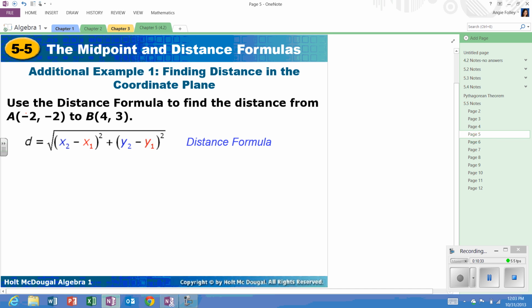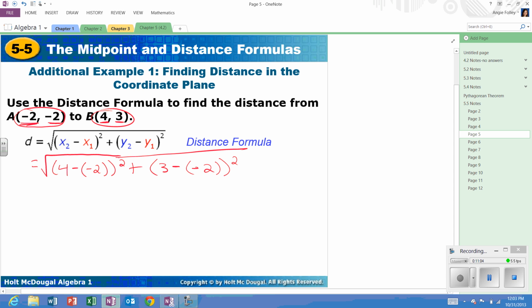So we're going to try this. They give us 2 points. The first point is (-2, -1), and the second point is (4, 3). So to find the distance, we have our formula, and we're just going to plug things in. So we're going to take our second x point, 4, minus our first x point, so minus a -2, squared, plus our second y value, 3, minus our first y value, minus a -1, squared.